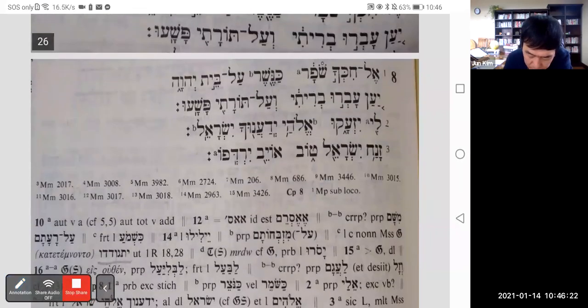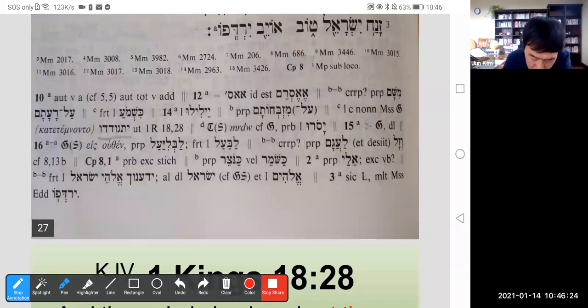Then let's do that. Where is verse 14? Verse 14 is here, but this one is B, C. So you need to look at C. Then these are the information that you need to look at.